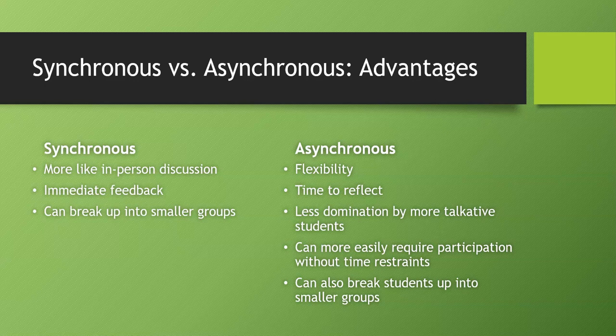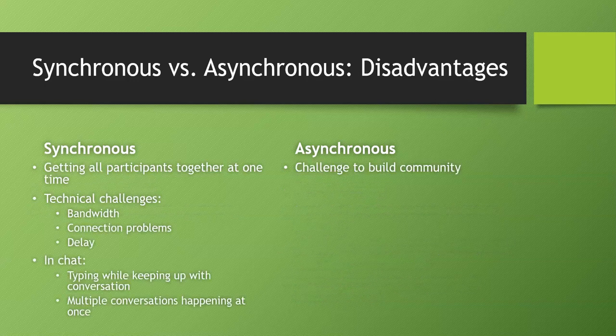And Moodle also allows you to break students up into smaller discussion groups, which can also encourage individuals to participate more. And finally, we want to look at the disadvantages of each of these choices. For synchronous, the main disadvantage is getting all students together at one time. Additionally, there are a lot of technical challenges, such as Zoom and Teams require a lot of bandwidth. And if that bandwidth is not available, the sound and video quality can be very poor, and it can be very difficult for students or the professor to understand what is being said.